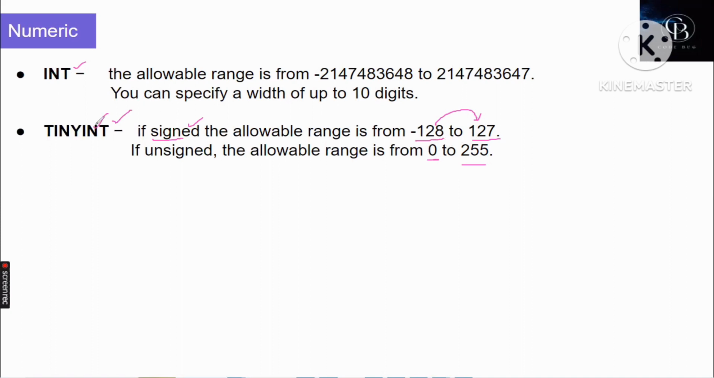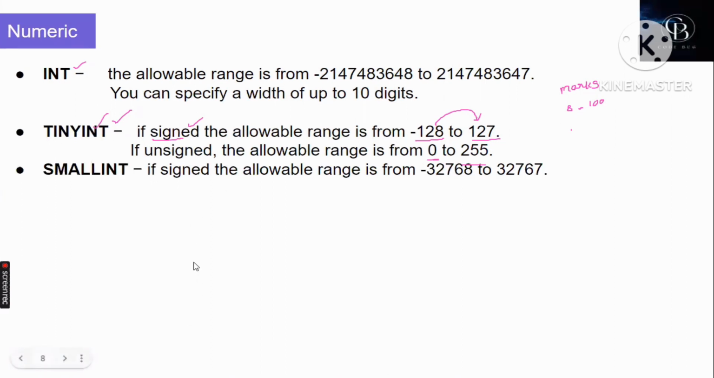Why do I need to use tiny int? Suppose you take any student's marks. What is the maximum marks for a particular student? Only 0 to 100. For that reason, you can use values 0 to 255. Based on our requirement, we will use int, tiny int, small int, big int, like this. So many types will be there.